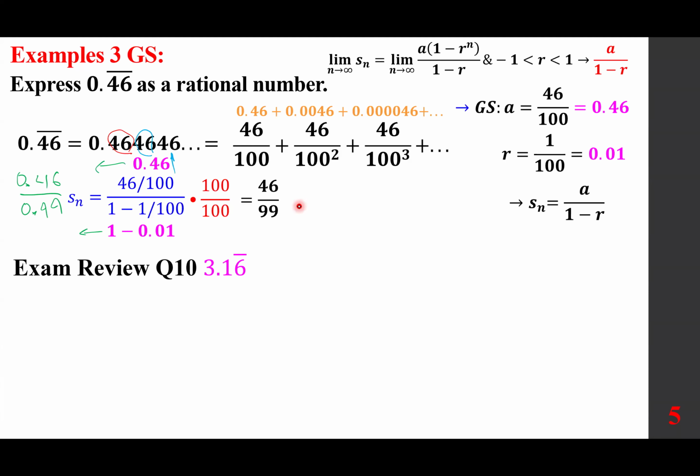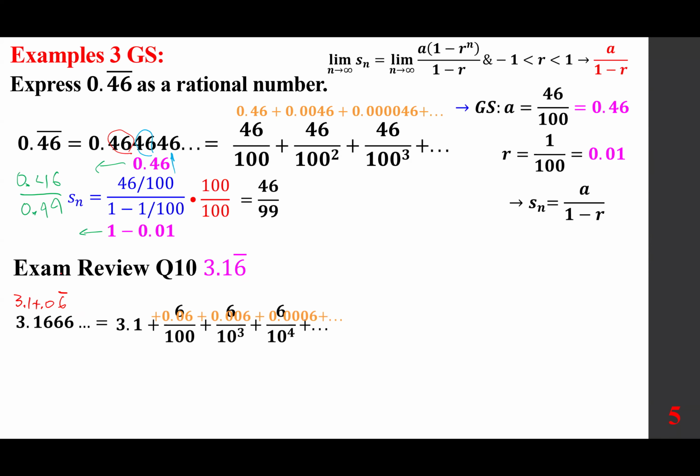Now, this is from the exam review, and this is slightly different than what we have seen. The difference is that the only part being repeated is the number 6. So you have 3.1 and this part that we are going to work on. You could write this as 3.1 plus 0.0, and then the bar is on top of the 6 only. You can write it in the form of a fraction or a decimal.